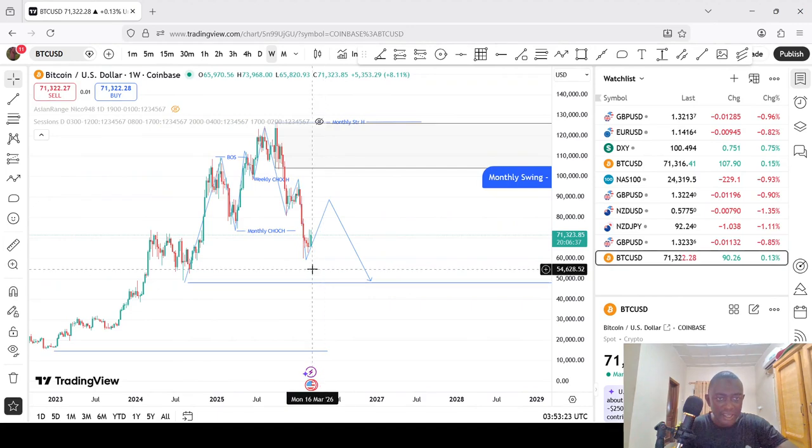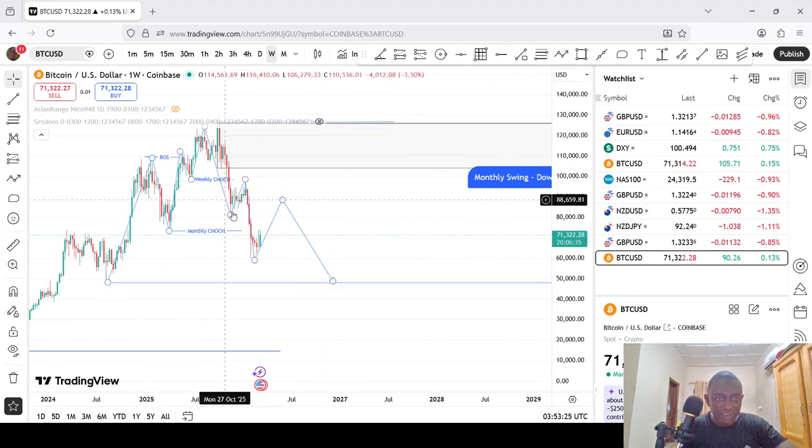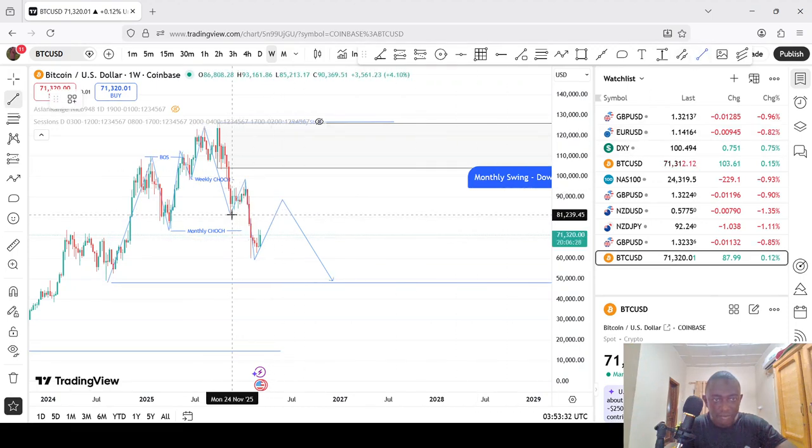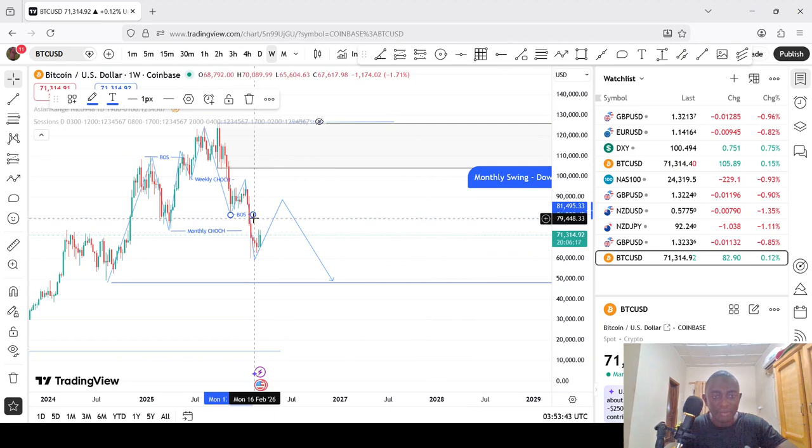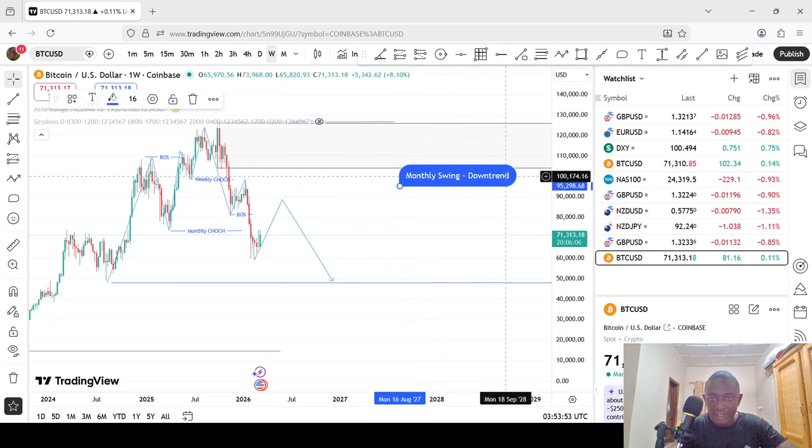And now because there has been a change of character, once price got here and it broke this place, here now becomes a BOS. I hope you remember that. If you've not watched the previous videos, please kindly do. And this BOS is weekly. So currently from the weekly point, we are having a downtrend. You get it? From the weekly standpoint, we are having a downtrend.